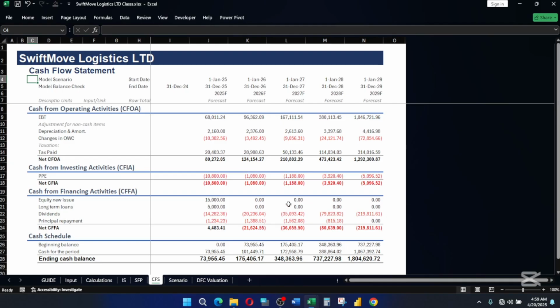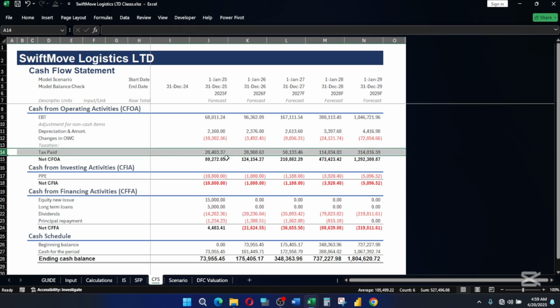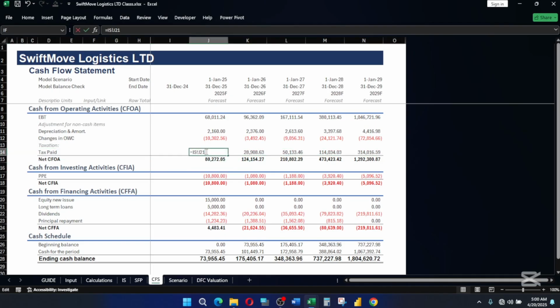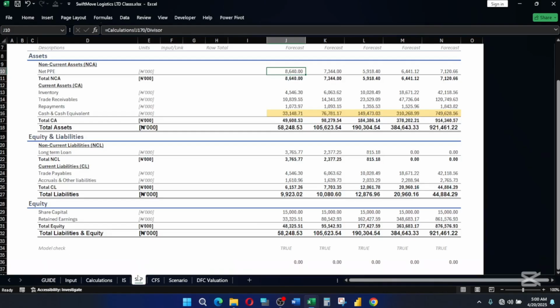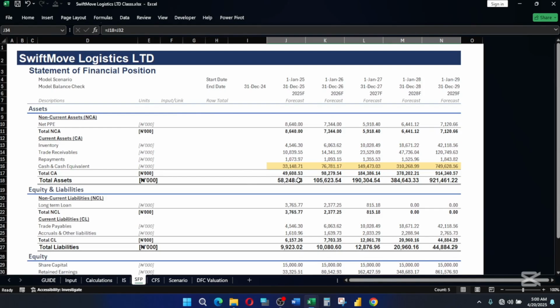Look at the entire financial statement. There is nothing wrong. All the figures that we have here are actually what is supposed to be here. But there is one single mistake we are making. Where we are supposed to deduct, we are adding. This is our tax. The tax is supposed to be a deduction, not an addition. So what we need to do is just add a negative sign, a minus sign in front of it, and enter. Once you do that, you go back to your statement of financial position. You see that everything says true, true, true. That means our financial statement has balanced.